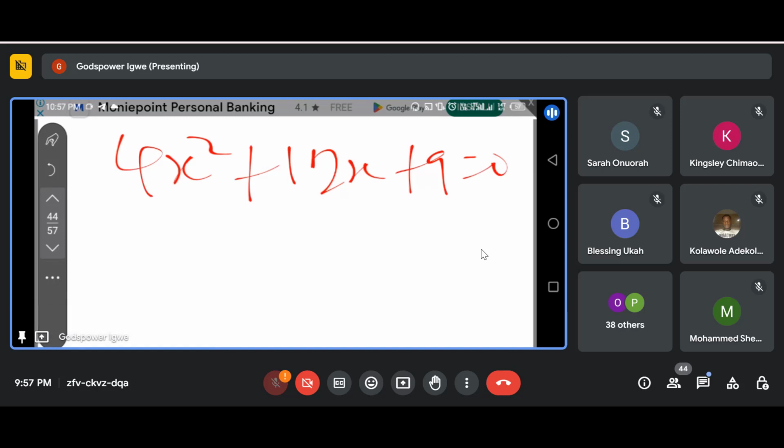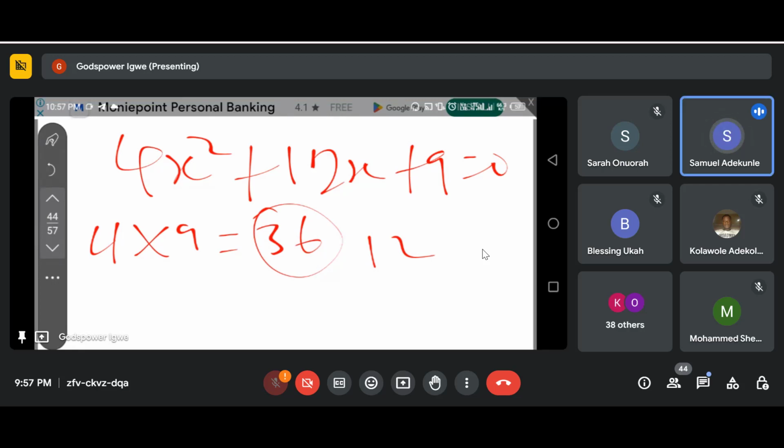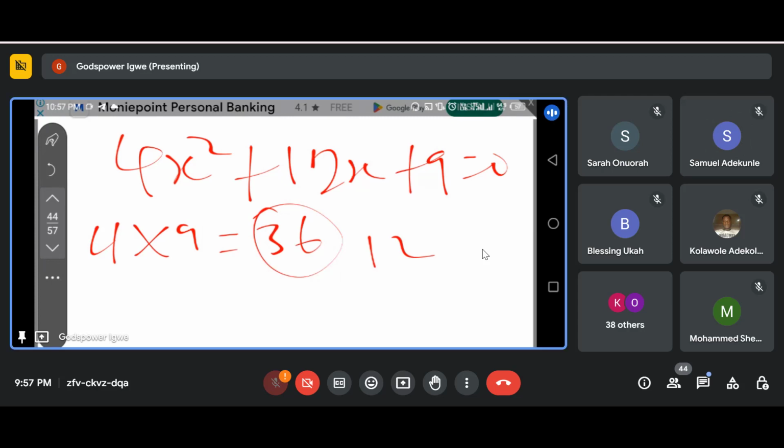So with this now, what we are going to do is multiply first of all 4 times 9, and that will give us 36. If I'm not mistaken, am I correct? Yes. So look for two numbers that when you multiply them together, they will give you 36, and when you add them together, they will give you positive 12. What will those two numbers be? Somebody please give us the two numbers. 6 and 6. 6 and 6 will give us 36.